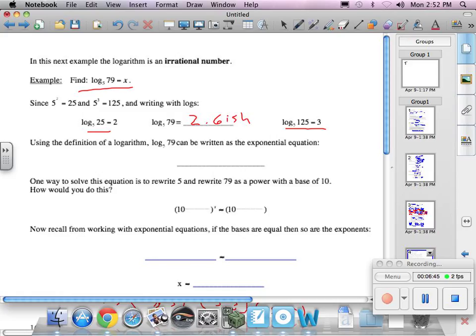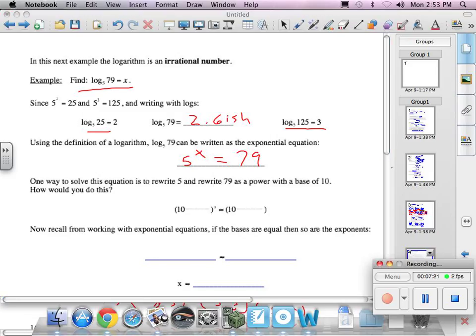But using the definition, a logarithm can be written as an exponential equation. So I know that 5 to the x power equals 79. And then I can start to think about how to solve that problem. One way to solve this equation is to rewrite 5 and rewrite 79 as powers of base 10. So then you're going to kind of guess and check around a little bit to find those. So let's pause for a second. So let's think about this on the calculator.